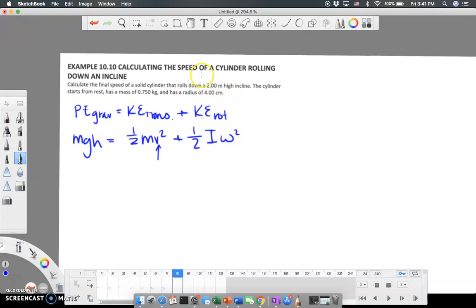Okay, so we know our mass. I'm going to go ahead and check some things off that we know. Oh, that's bright. Let me do black. We know our mass, we know gravity, we know our height at which it falls. It has some radius, it has some mass. We will have to determine our I here and our omega.